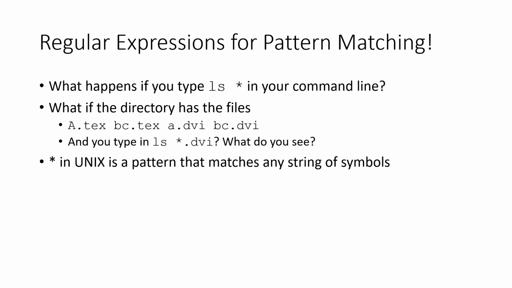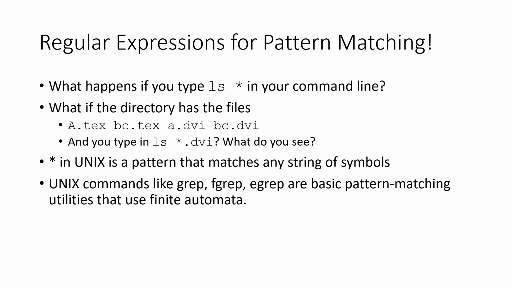One thing you might notice here is that star in Unix is a pattern that matches any string of symbols. If you type in ls star, which is not necessary, it means it'll match any file name. If you type in something like ls star.dvi, then you're going to see all the files that have .dvi as their extension. And the last thing I'll point out is that ls is one of the Unix commands that lists things in the directory, but there are other commands.